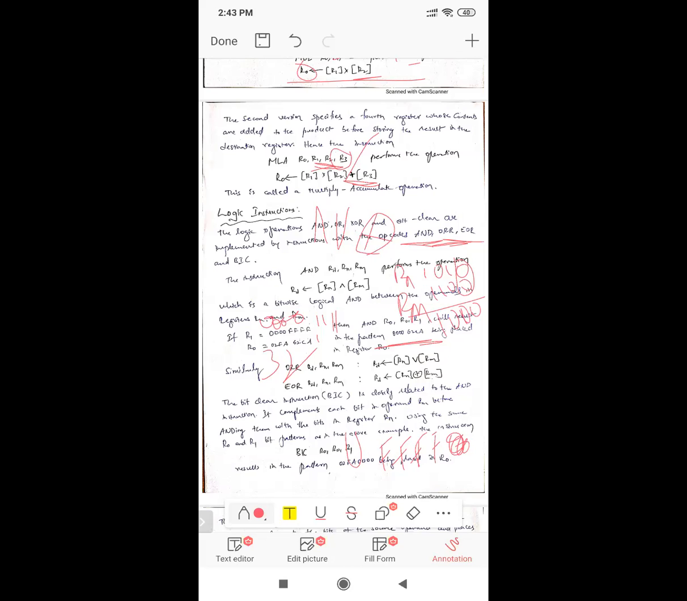And then this data will be ANDed with R0. R0 data is 0 2 FA 6 2 CA. This is the data of the R0 register. For the AND operation, what happens? If the data is ANDed with F, the output is the same number. If it is ANDed with 0, the output is 0. That's why the output is 0 2 FA 0 0 0 0. This is the output of BIC.